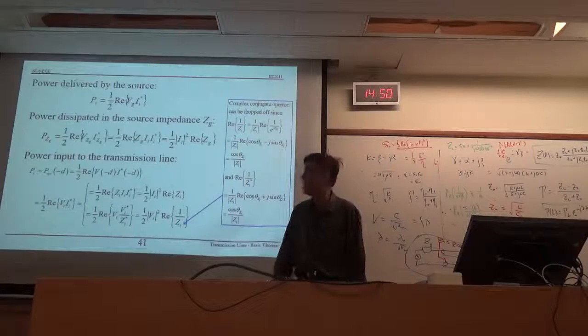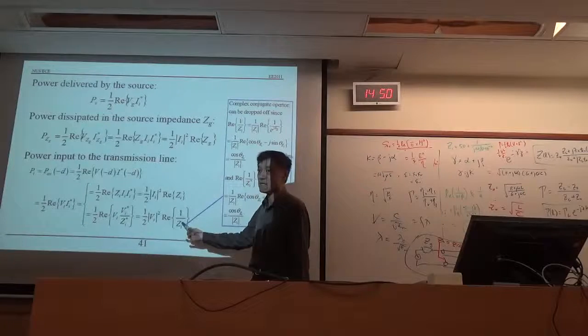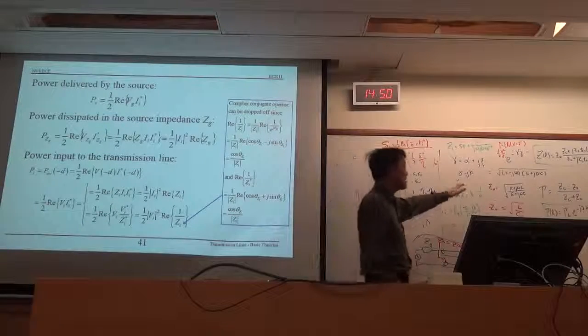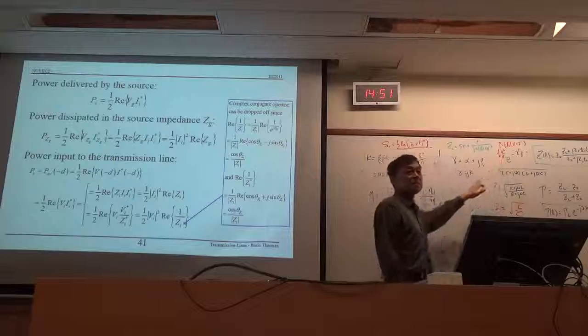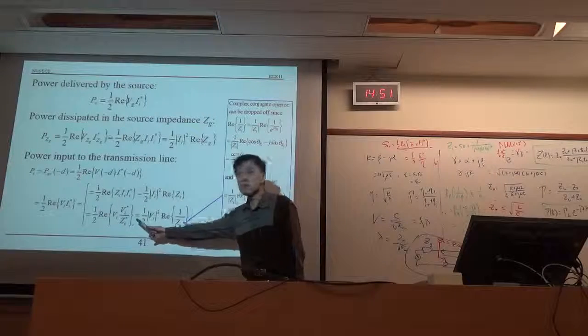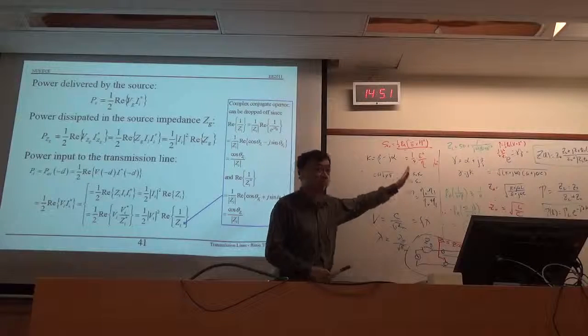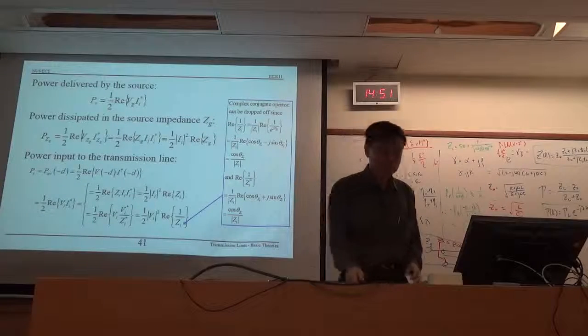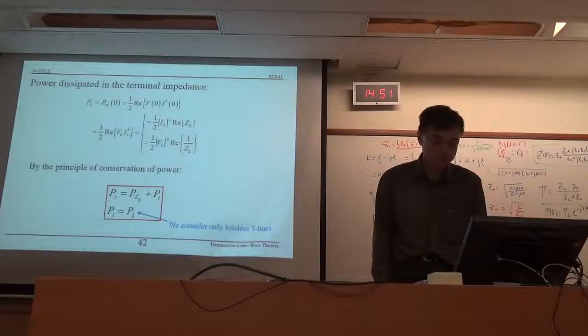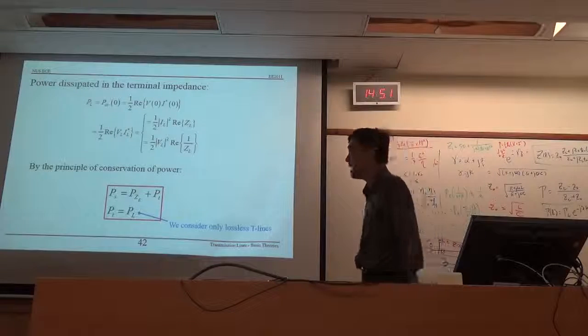But just remember that because Z is a complex number, you cannot take it out just easily like this. You have to take the real part of the complex number. So that is the difference between this one and that one. But the rest are the same.